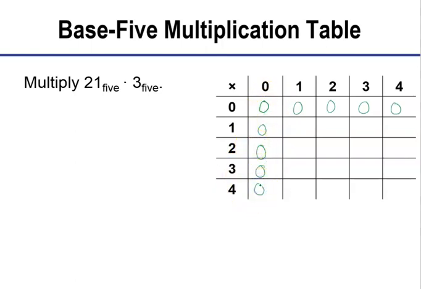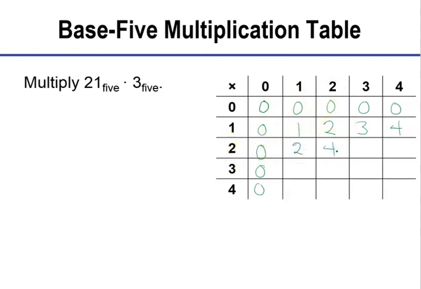Now, let's move on and go across and do our ones. 1 times 1 is 1. I said that wrong, I did it right, but I said it wrong. 1 times 2 is 2. 1 times 3 is 3. 1 times 4 is 4. 2 times 1 is 2. 2 times 2 is 4.